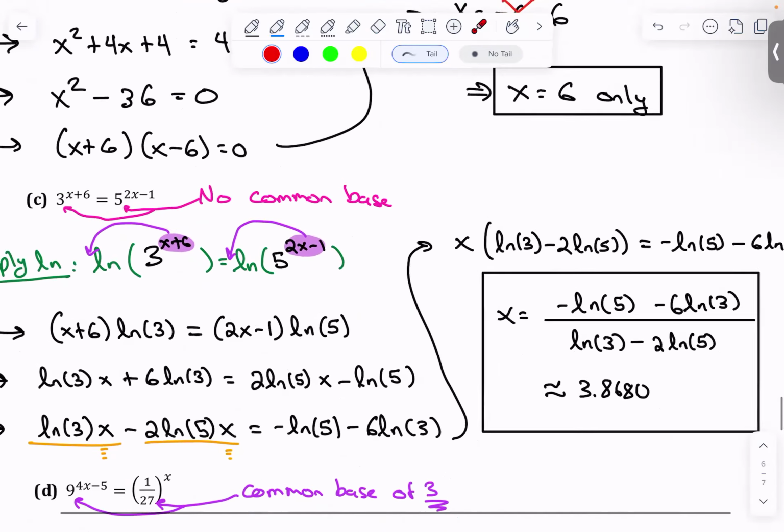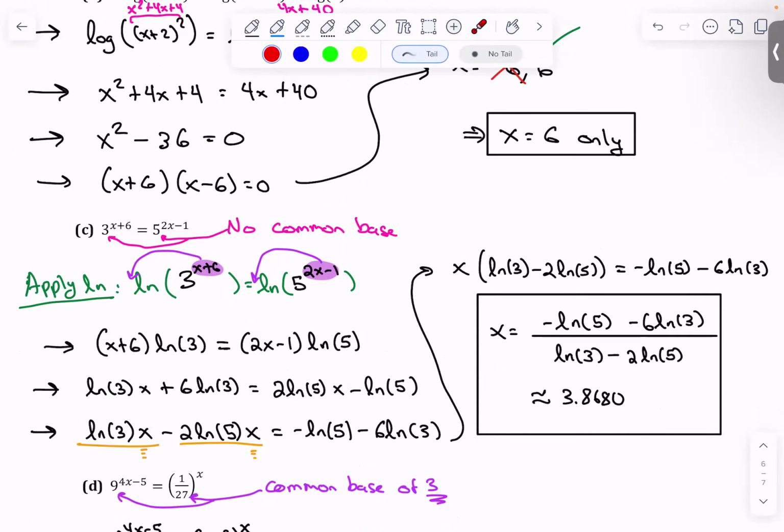The next one is definitely the most time intensive, and it is because it's one of the ones where there is no common base. We have 3 to the x plus 6 equals 5 to the 2x minus 1. 3 and 5 don't share any common bases, so we have to use the natural log or common log. It's your choice. Natural log is faster to write. That's why I use it.